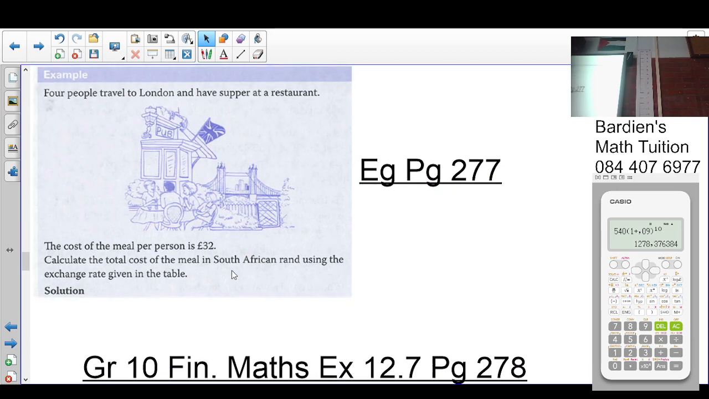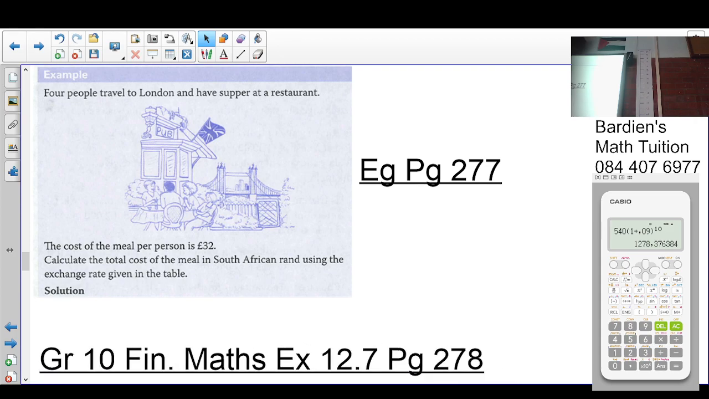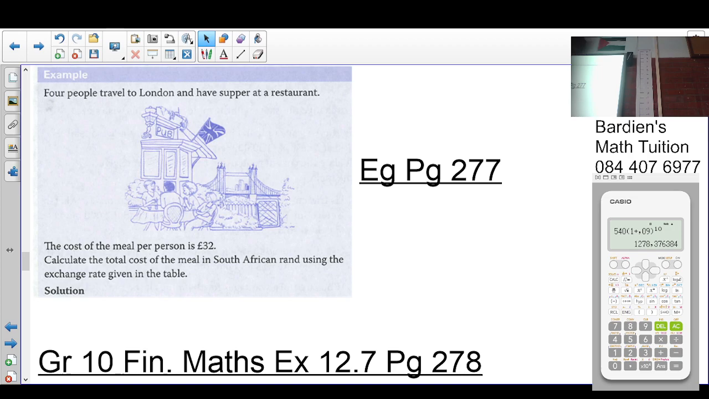So here we're told that four people travel to London and have supper at a restaurant. The cost of the meal per person is 32 pounds. Calculate the total cost of the meal in South African rands using the exchange rate given in the table.